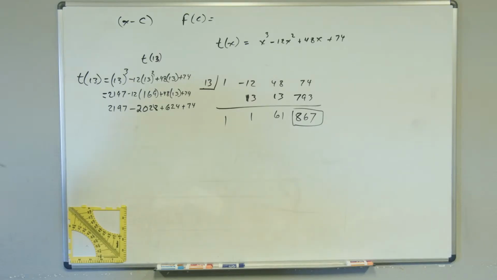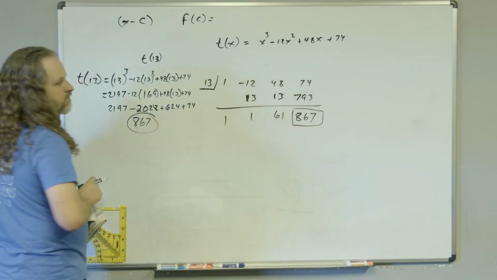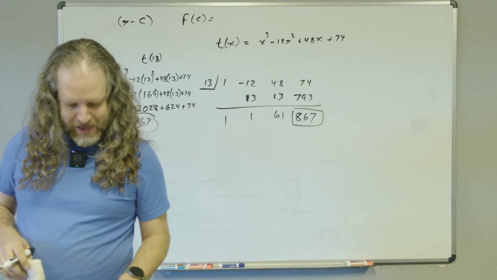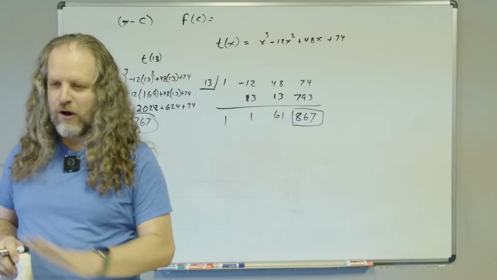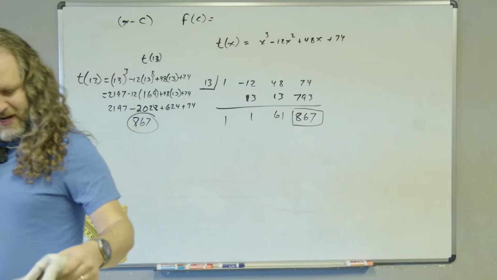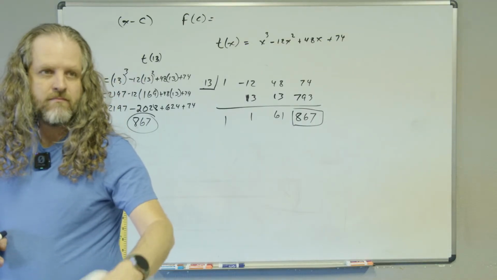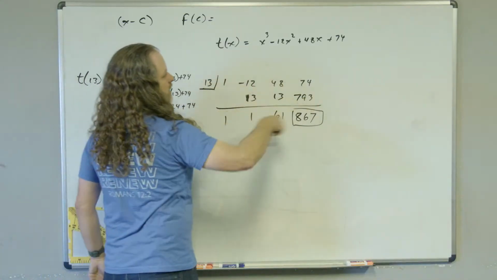I do. You get 867. Alright, and which one is this one? I do as well. Synthetic substitution. So when the instructions say find this thing using synthetic substitution, you just plug it in. And that's the only time you don't change the sign. Other than that, you change the sign every time. Synthetic division, you change the sign. Synthetic substitution, you don't.